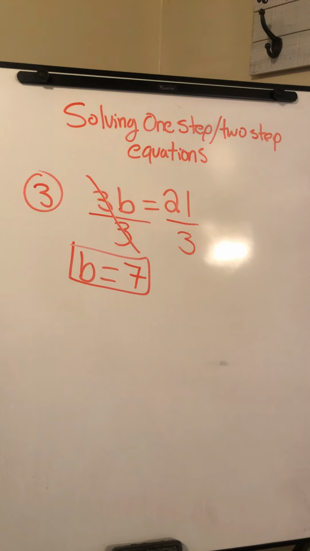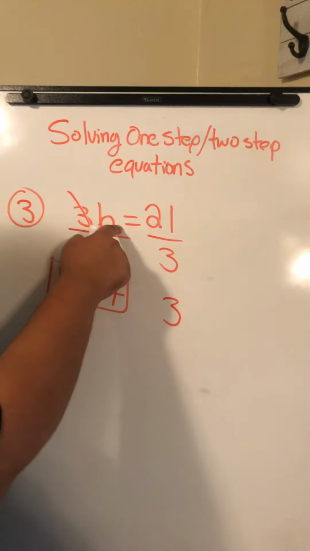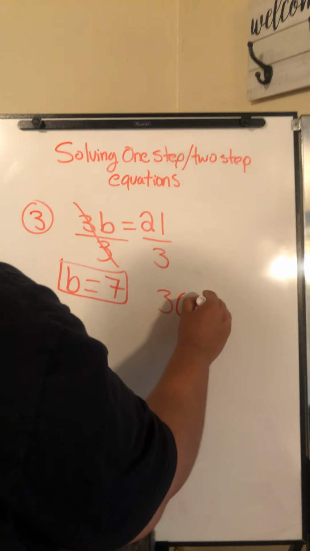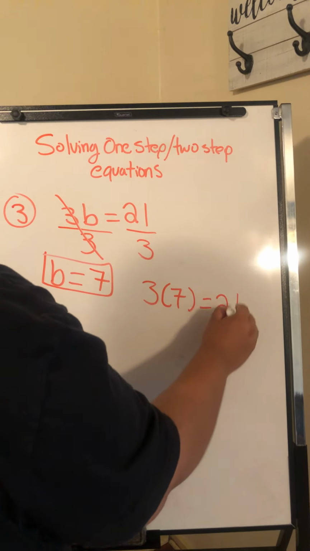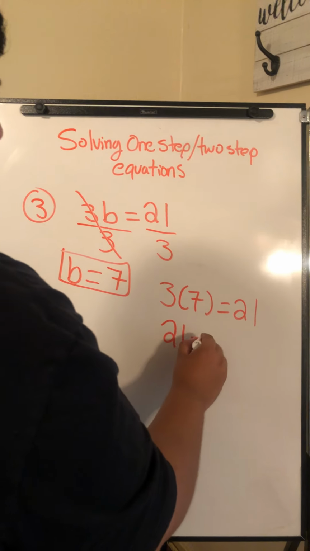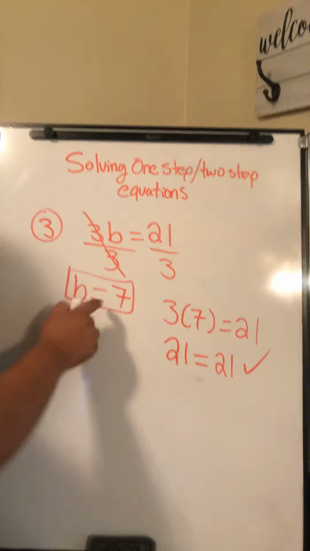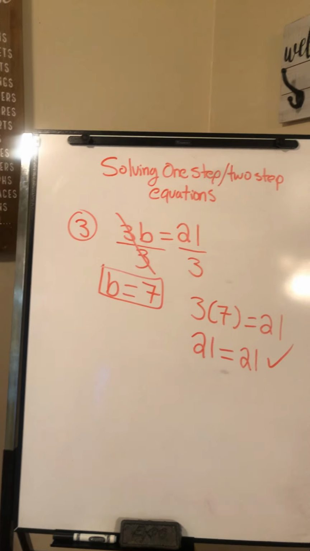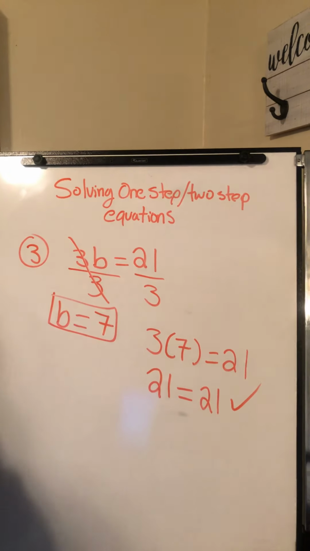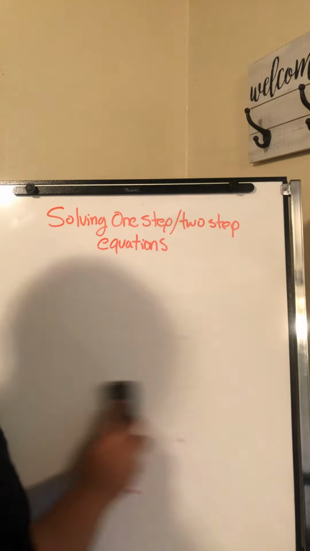Mister, how can I check my work? Simple. You go back to the original problem. 3b. Now we know what B is. What is B? 7. So 3 times 7 should equal 21. 3 times 7 is 21. Does 21 equal 21? Yes, it does. That means your answer is correct. So that's perfect. Copy it down. Example problem number 4.